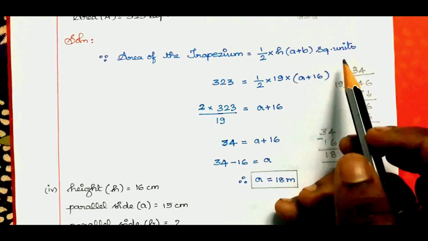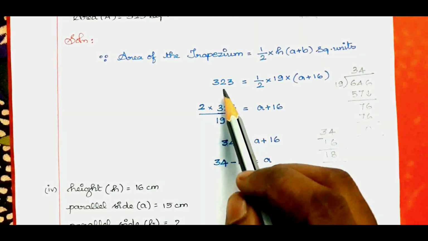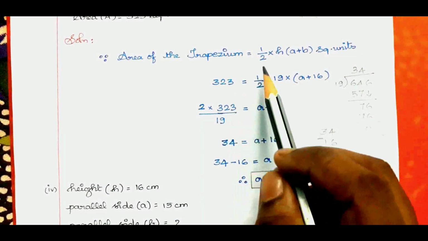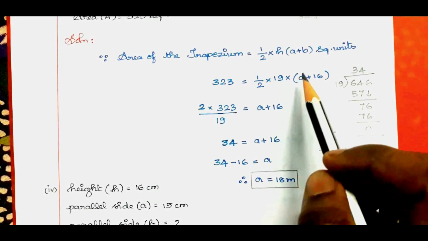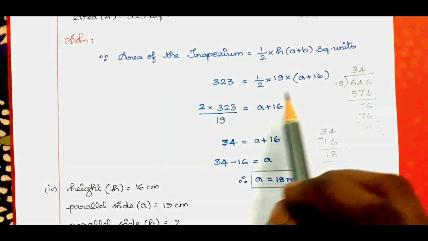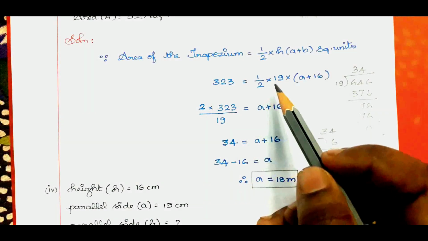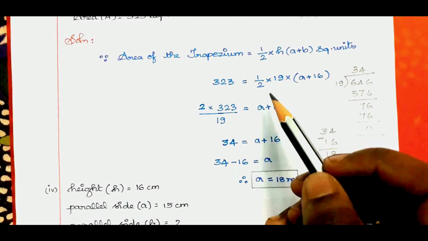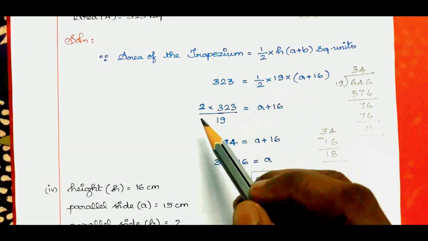Just substitute the values wherever required. Area of the trapezium, in the question they have given us 323. Substituted half, 1 by 2, as it is. H has been given as 19, and A we don't know, B is 16. Now we have substituted all the values in the respective places. Now as I said, whatever is on the other side, if it is in the numerator, then it comes to the denominator. If it is in the denominator, it comes to the numerator.